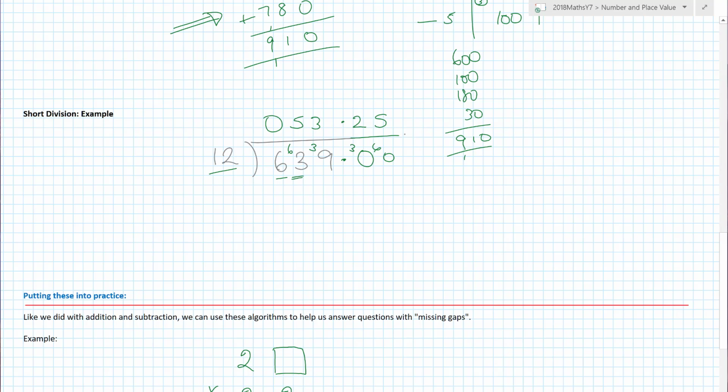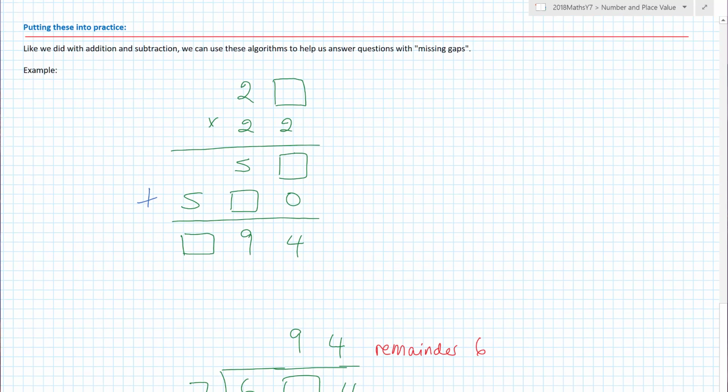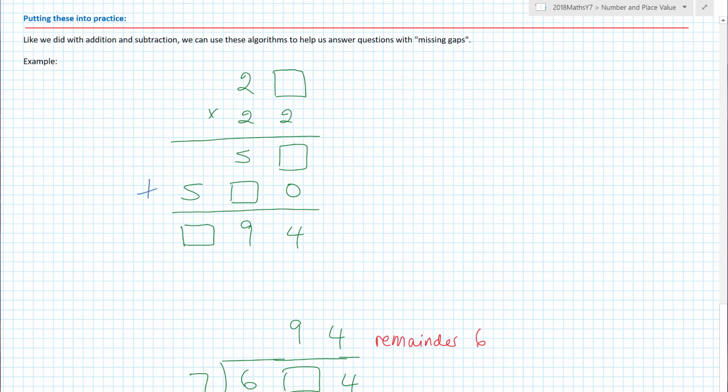So we now know that 639 divided by 12 is equal to 53.25, or 53 1/4. Right, short division, it's just an algorithm. We just keep doing this. Why does short division work? Who knows? Knowing the rules, though, helps us try and find bits and pieces like this question here.